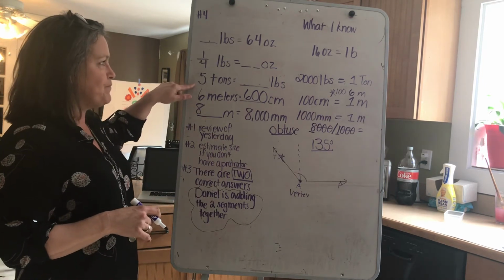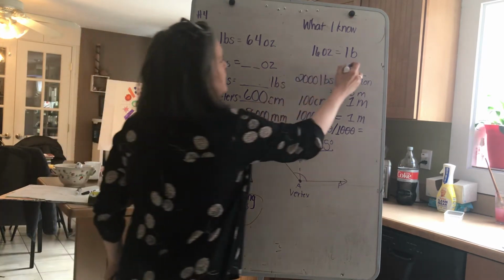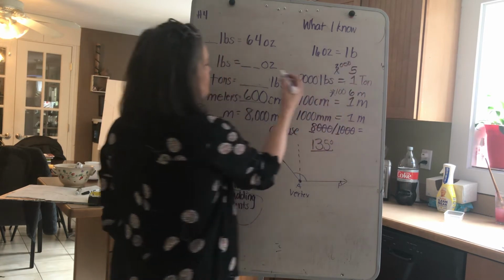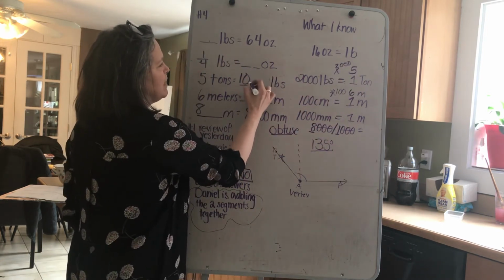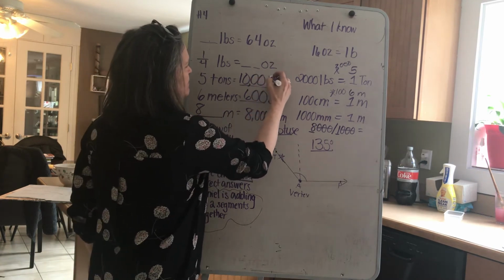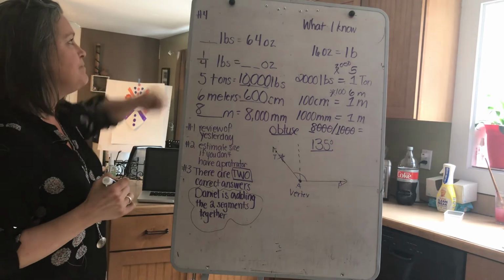Another easy one, 5 tons. Well, if we know 1 ton equals 2,000, really we're just saying 5 times 2,000. So 5 times 2 is 10, and with multiplication, we add on the extra zeros. Anything left over, okay?